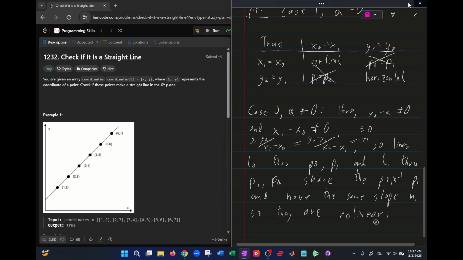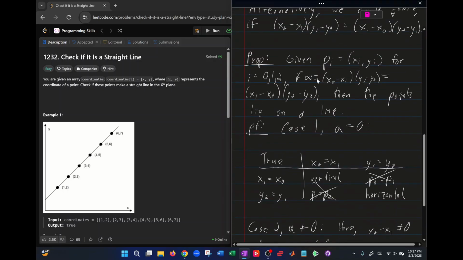Okay, so basically, this proves that if we have 3 points, we just need to verify this equation for those 3 points. And so then what we can do is fix P0 and P1 to be the first 2 entries of coordinates. And then for P2, we can just loop through all the others, and for every point, we just check this equation. Okay, so let's do that.